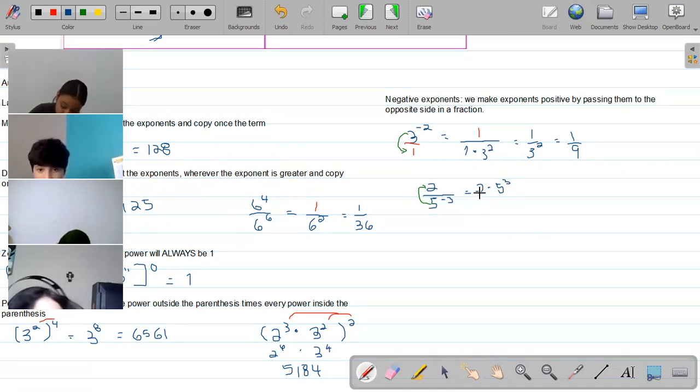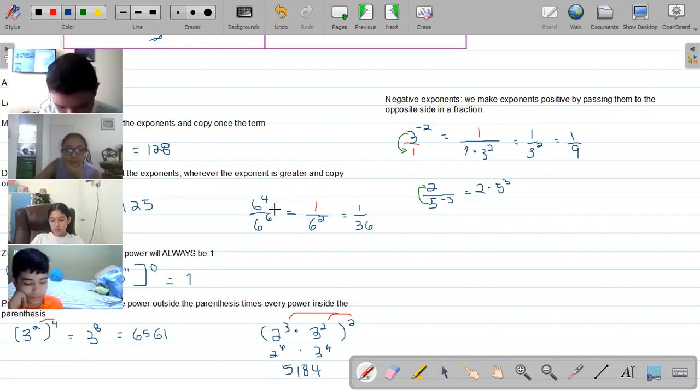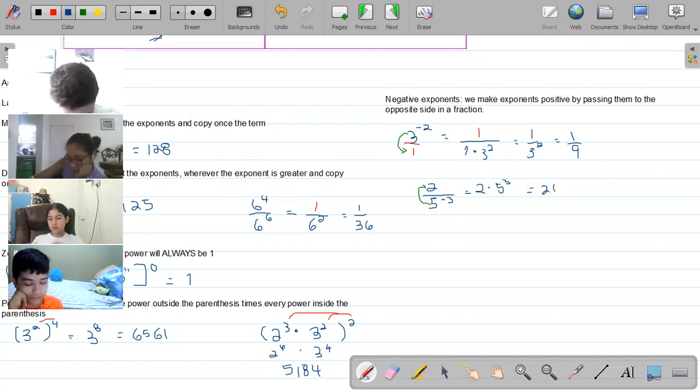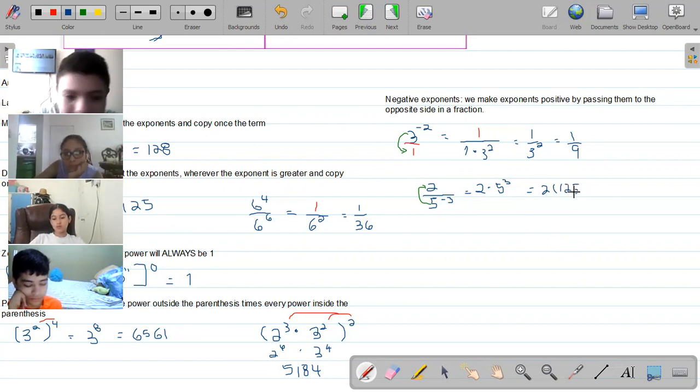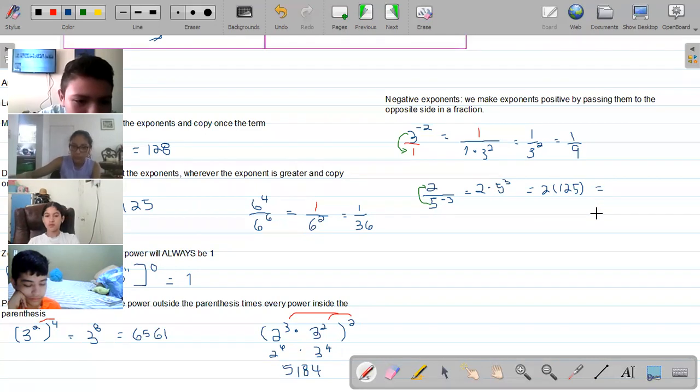I cannot do anything else because these two have different bases. One is base 2 and the other one is base 5. So I cannot do anything else in there, but I can do the expanded form. I can say 2 times, I'm going to use the parentheses, 5 to the cube. We had it over here and it was 125. Daniel gave us the answer. And I can still continue to simplify this. And this is going to be how much? 2 times 125. How much is it?